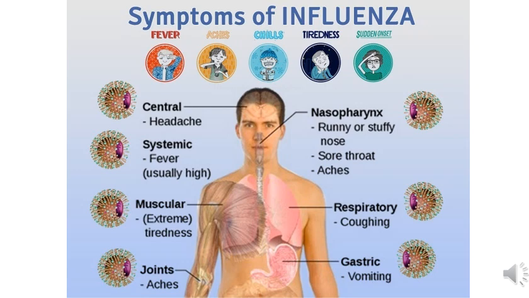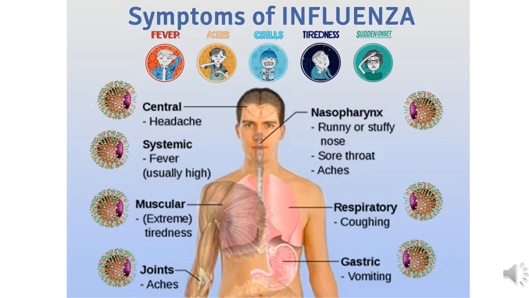This diagram further explains how this infection is affecting the different parts of the human body. As in this diagram, you can see that the infection can affect the central nervous system, causing the headache. It can cause other systemic problems like fever in the patient, which is usually high. It can affect the muscles. The person will feel extreme tiredness. There will be pain in the joints as well.